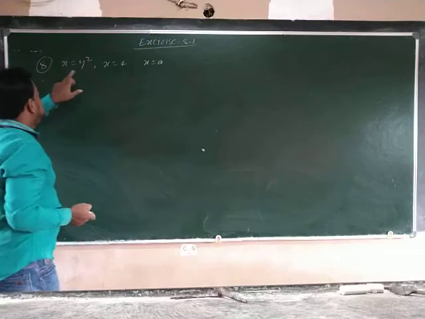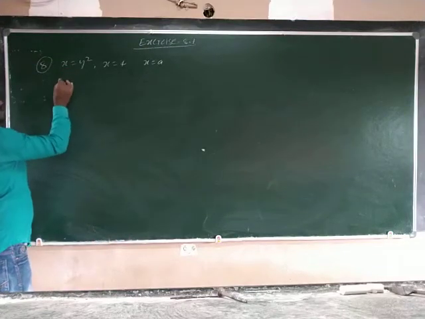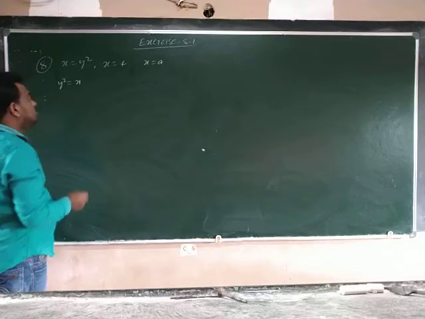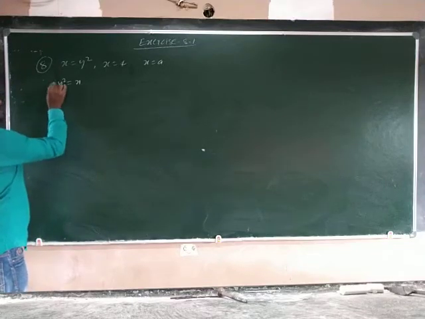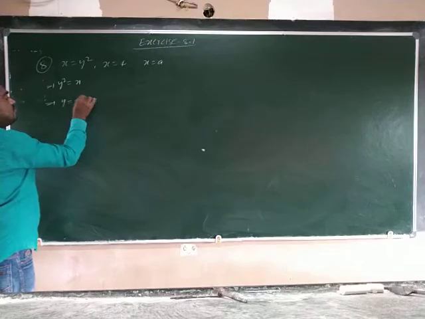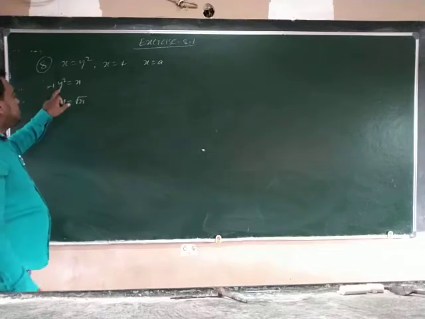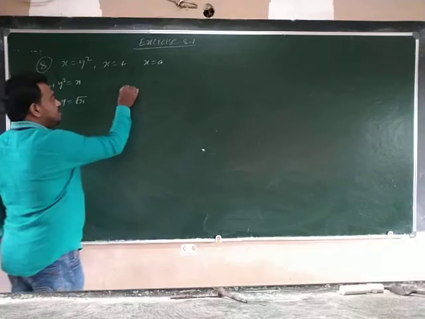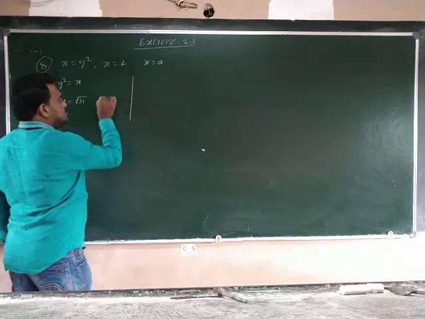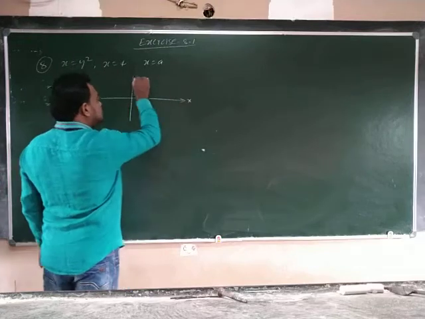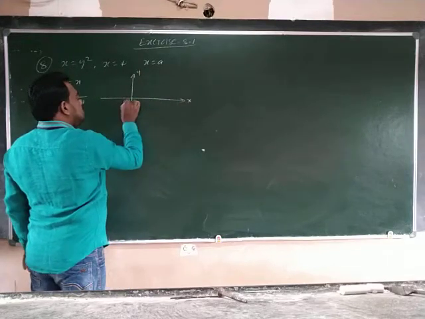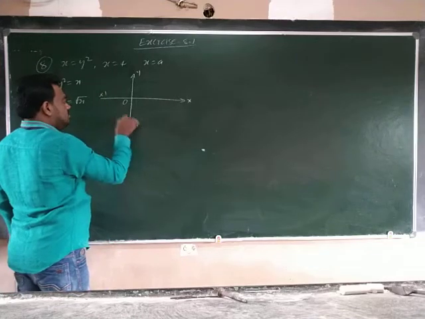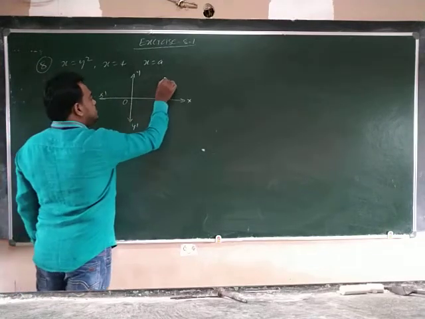Understood? Now x is equal to y square, then nothing but y square is equal to x. That implies y is equal to root x. Y square equal to x, so this is the parabola, symmetric about the x axis. So this is the x axis, negative x axis, negative y axis. Next, this is the parabola.